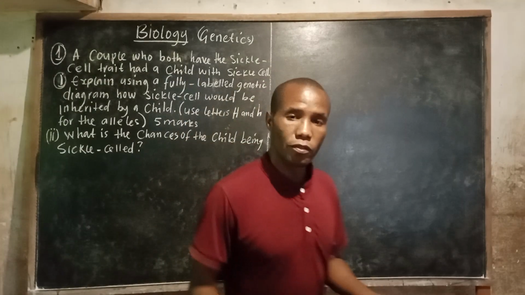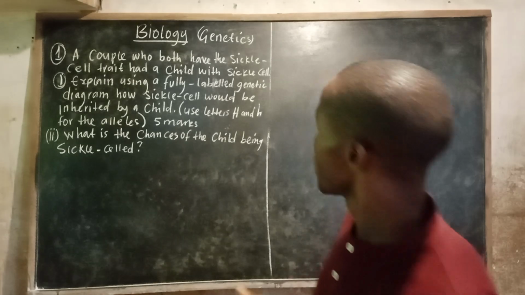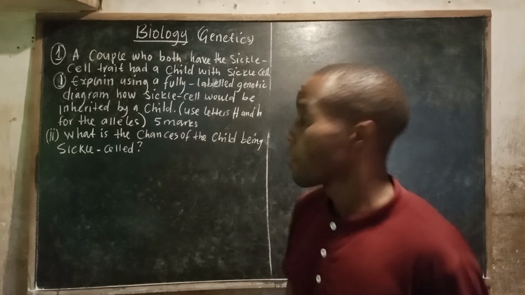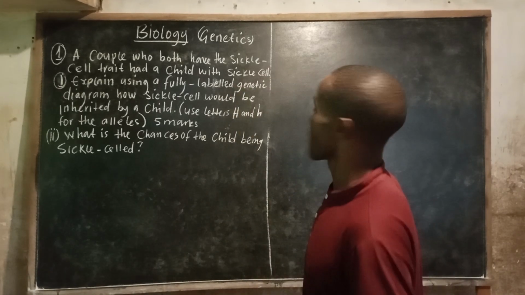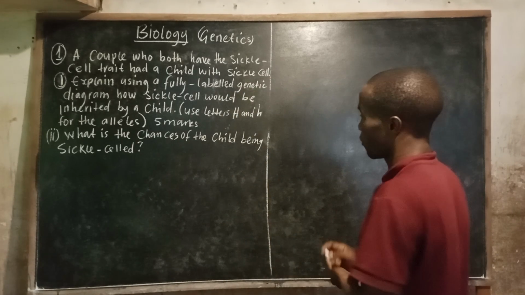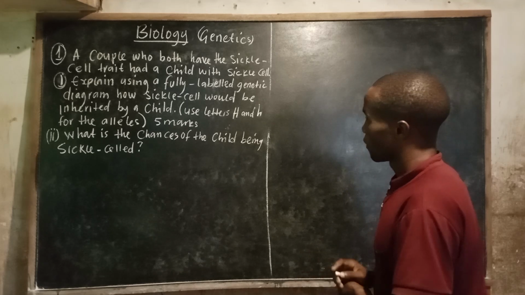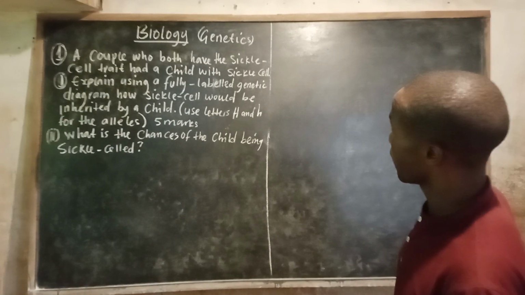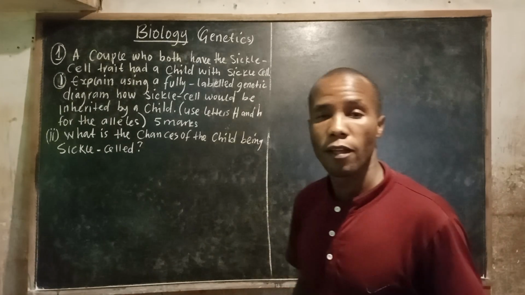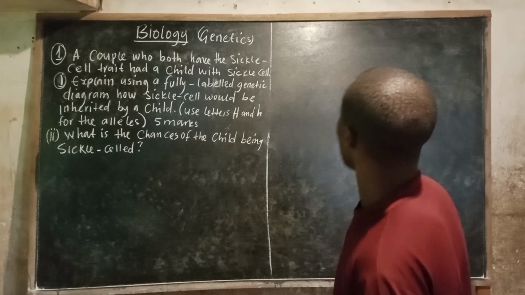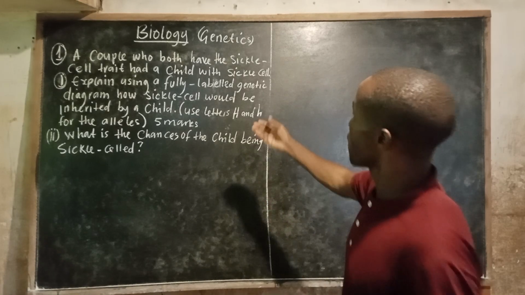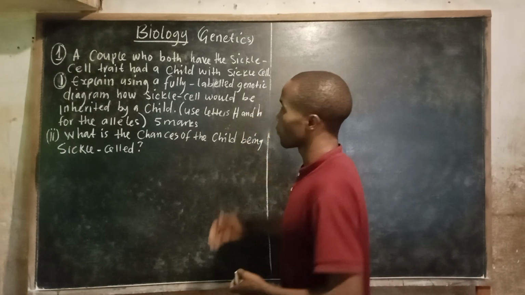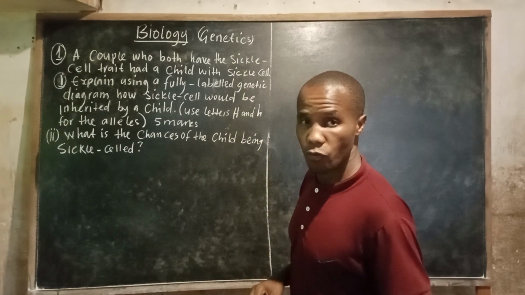So now we are going to draw a genetic diagram which is going to help us answer the second question. I think we can use this part of the board so that it can be visible to you as a learner. So how do we draw the genetic diagram? Since we are given the letters to use, capital letter H and small letter h, these are the letters that we are going to pick.